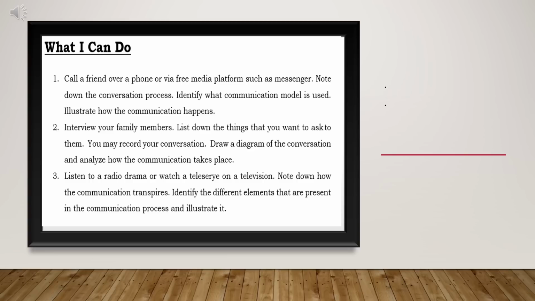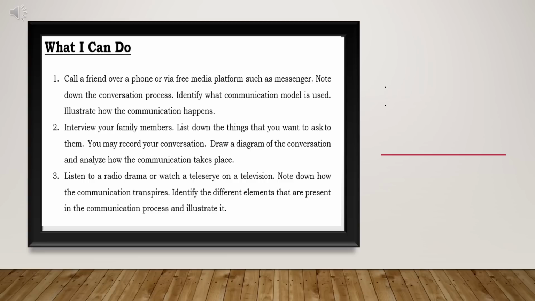So, hopefully, you can answer those four questions perfectly. What I can do: call a friend over the phone or via free media platforms such as Messenger, note down the conversation process, identify what communication model is used, illustrate how the communication happens. Interview your family members, list down the things that you want to ask them, you may record your conversation, draw a diagram of the conversation and analyze how the communication takes place.